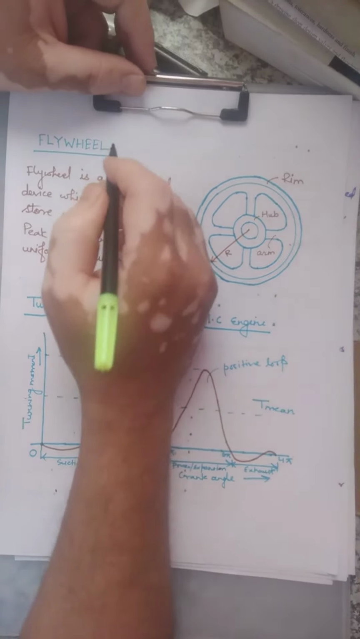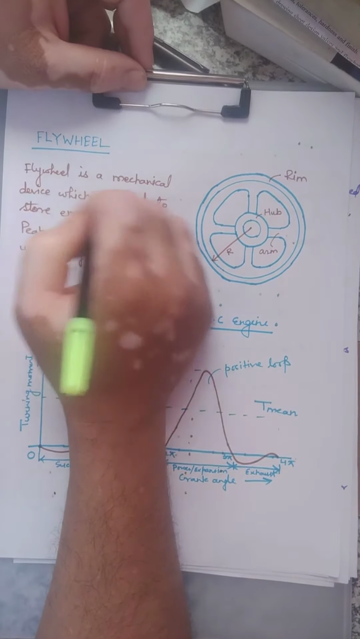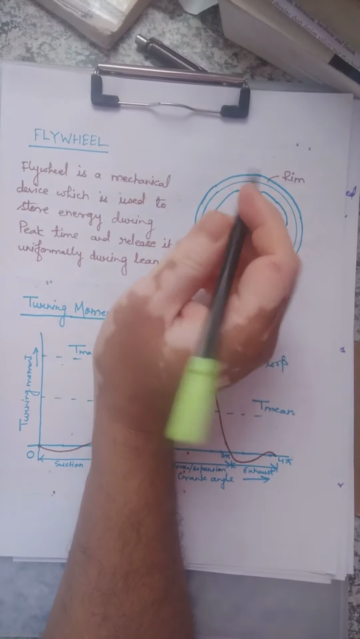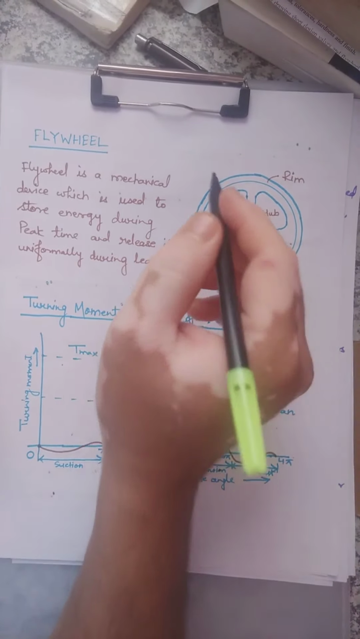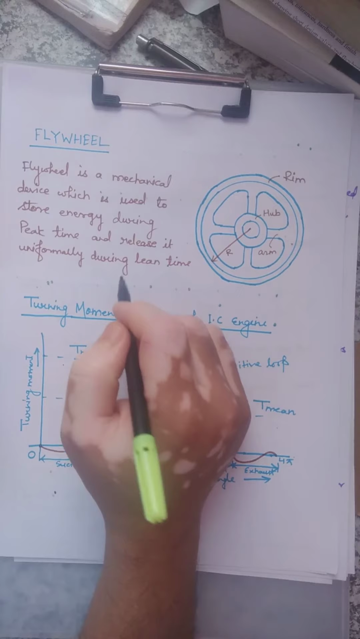Hello, today's topic is flywheel. Flywheel is a mechanical device which is used to store energy during peak time and release it uniformly during lean time.